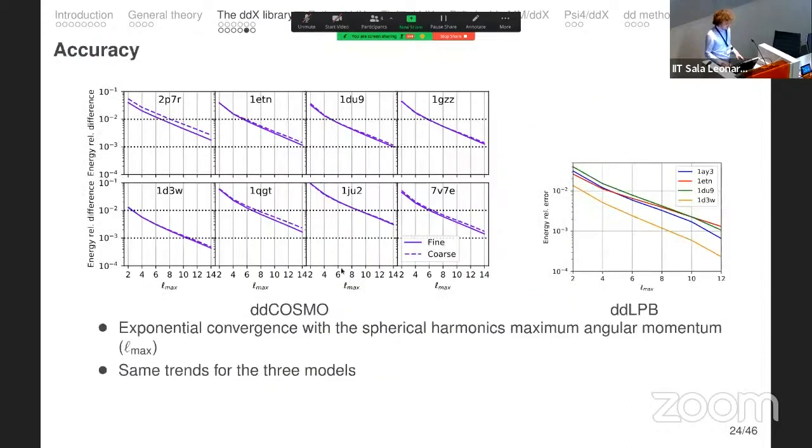And then I also measured accuracy. Here we report the DD Cosmo and the DLPB, but for the DPCM it's more or less the same trend. We observe exponential convergence of the error. Here I'm changing the maximum angular momentum of the spherical harmonics discretization that we use, and this is the error. Using Lmax equal to 5, we still have 1% error, and with Lmax equal to 10, we fall in the range of 1 per 1,000. And our convergence of the error is quite good.